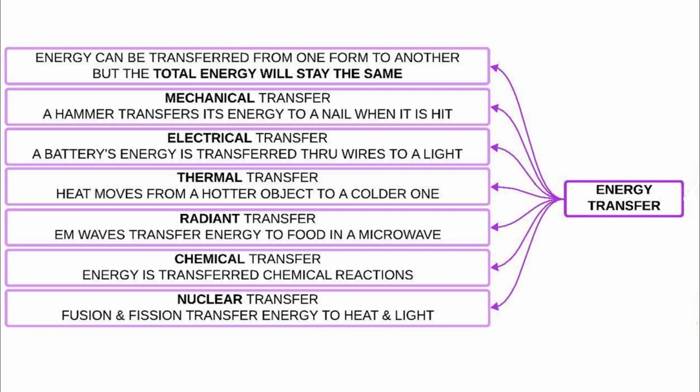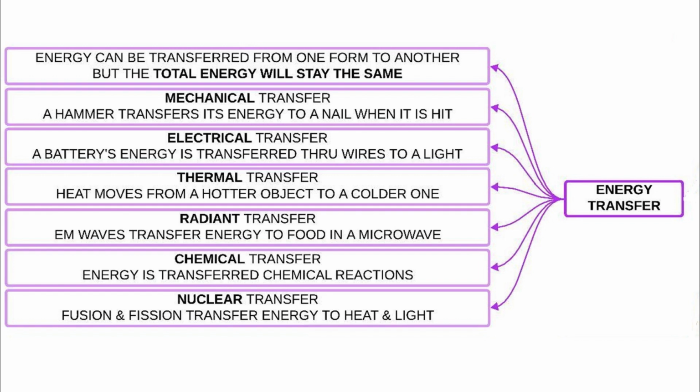Energy can be transferred from one form to another, and in an ideal world, the total energy will stay the same. So first of all, there is mechanical transfer. When a hammer hits a nail, it transfers its energy into the nail. Electrical transfer is the transfer of energy from a battery through the wires to a light.